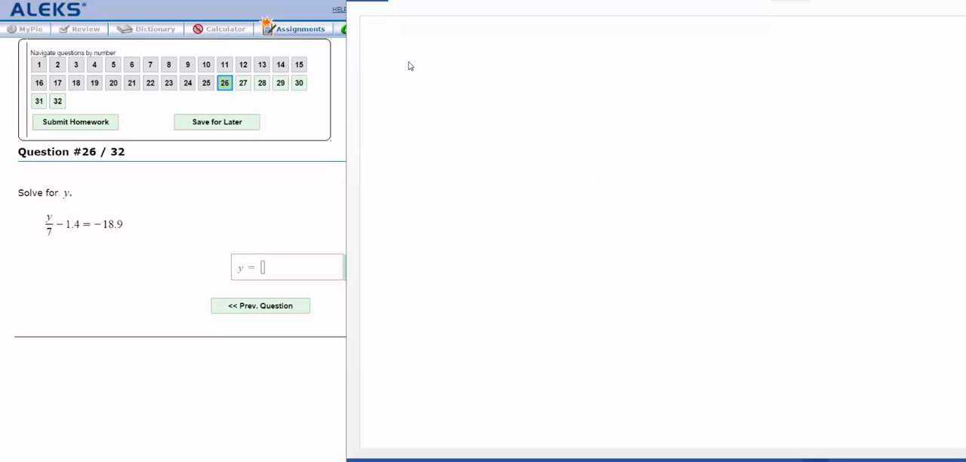Okay, so let's continue on with the review, and we're looking at number 26. And here we're asked to solve for y. Again, this is just a normal equation, except that this time we have decimals, right? So our equation is y over 7 minus 1.4 equals negative 18.9.